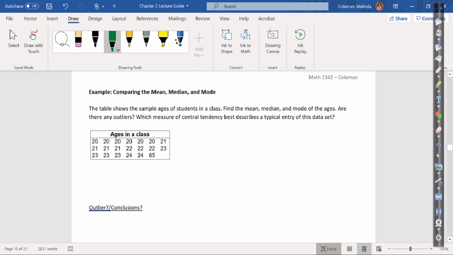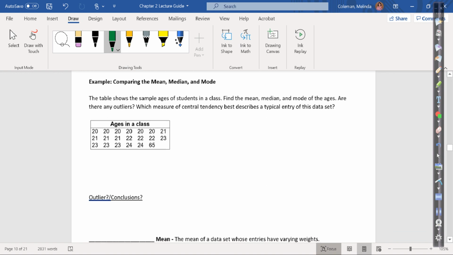All right, next then. The table shows the sample ages of students in a class. Find the mean, median, mode of the ages. Are there any outliers? And what measure of central tendency best describes the typical and atypical entry in this data set?